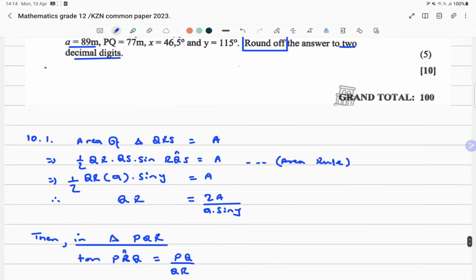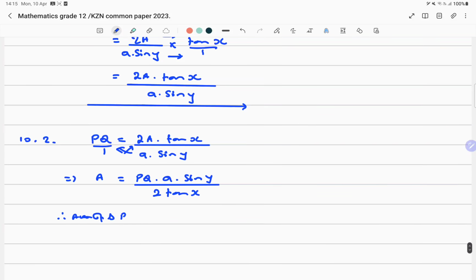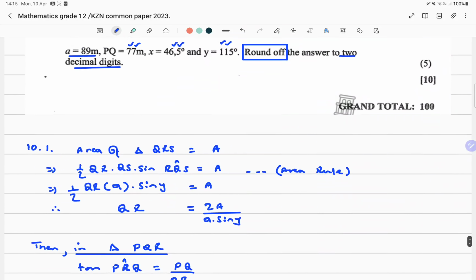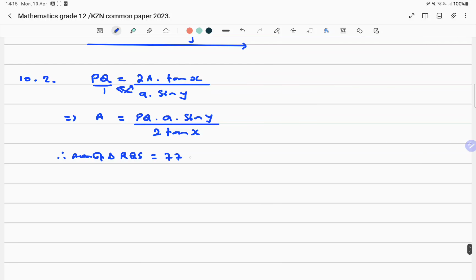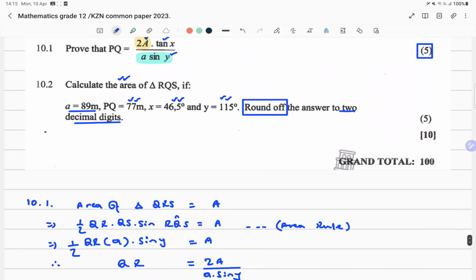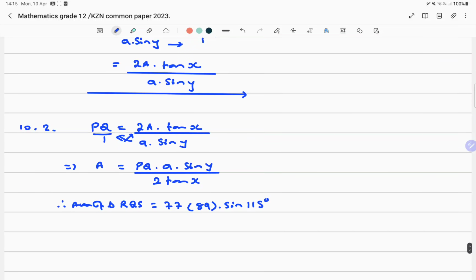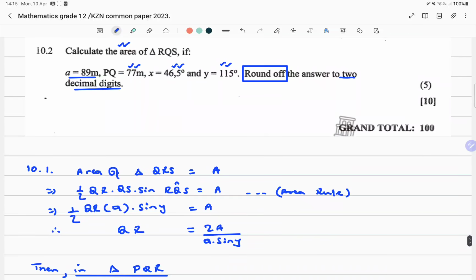Which we can say now, therefore the area of triangle RQS is going to be equal to PQ. They're telling us that it is 77, times A, which is 89, times sine of 115 degrees, right? Sine Y is 115. That's not a problem. So we're doing fine. So divide by 2 into 10x. 10x is now 46.5.